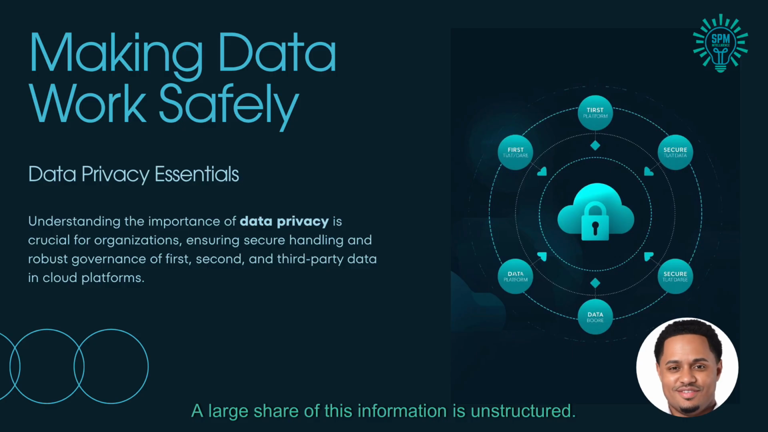A large share of this information is unstructured. That means it isn't neatly stored in spreadsheet rows and columns. It shows up in emails, chat logs, call transcripts, documents, and comments. For years, this unstructured data has been difficult to use at scale. Generative AI changes that. It can read and interpret this material, connect themes, and surface insights that were previously hidden.